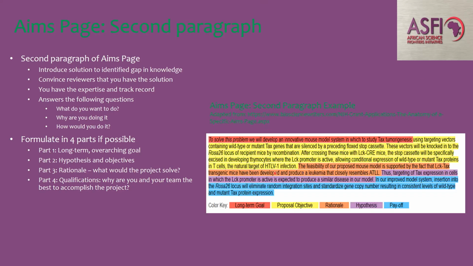Okay, and here is another example using the same project there. To solve this problem, we will develop an innovative mouse model system in which to study tax tumorigenesis using targeting vectors containing wild type or mutant tax genes that are silenced by a preceding flux stop cassette. You see, to solve this problem, we will develop an innovative mouse.